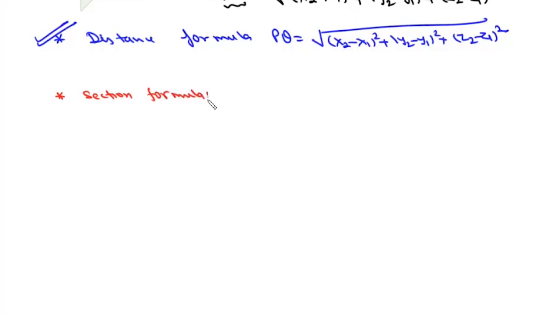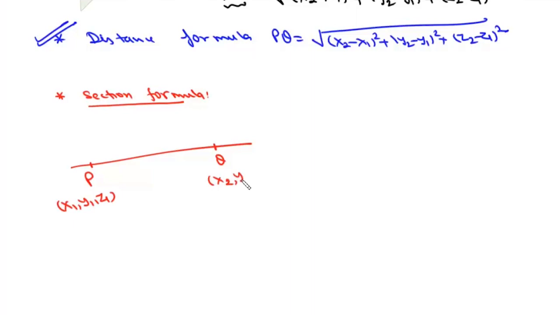the section formula. Now the section formula is, suppose we are given 2 points P and Q. Now P is say (x1, y1, z1) and Q is (x2, y2, z2). Then if we have any point A which divides PQ internally in the ratio m is to n, so this is internal division because A lies between P and Q. That means AP upon AQ is m by n.